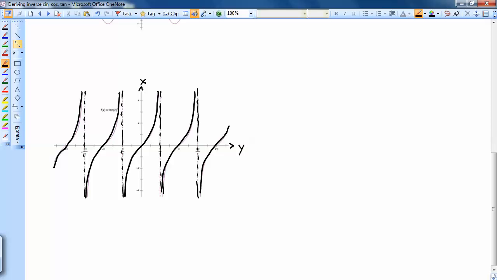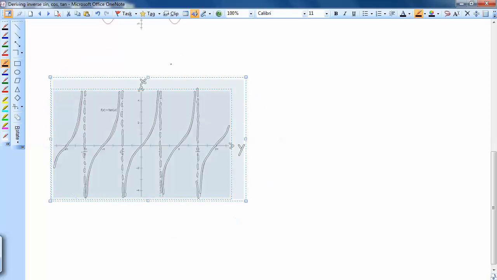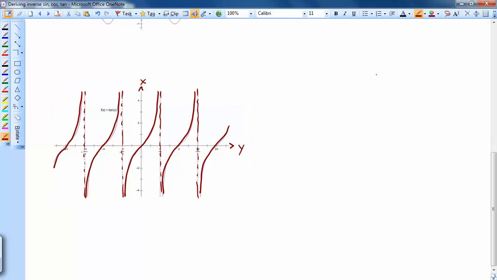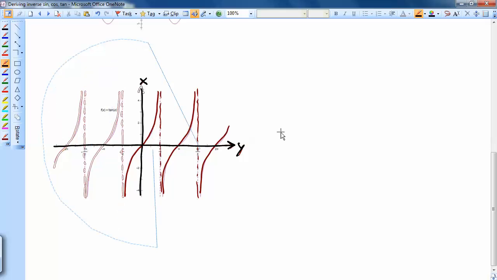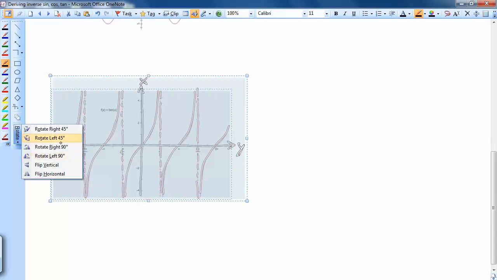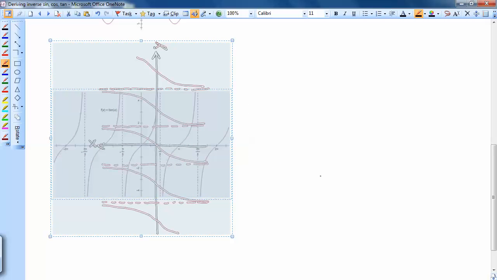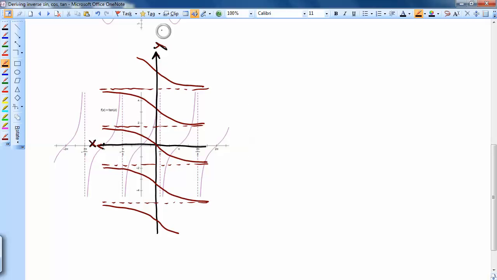I'll do the axes. Well, actually, let me make all this red. And then I'll do the axes in black so that you can see where those are. This is x. Remember, because I'm switching it to be the inverse now, I switch the x and the y. And this is y. And now I'm just going to highlight this thing, rotate it 90 degrees counterclockwise, and now my y-axis is pointing in the correct direction up here.